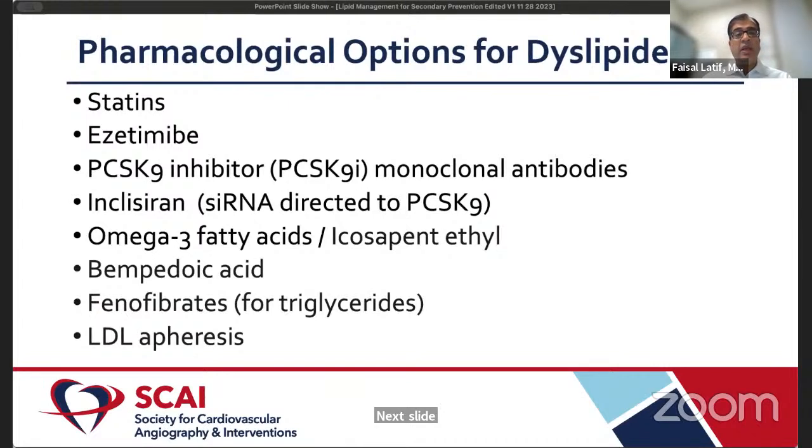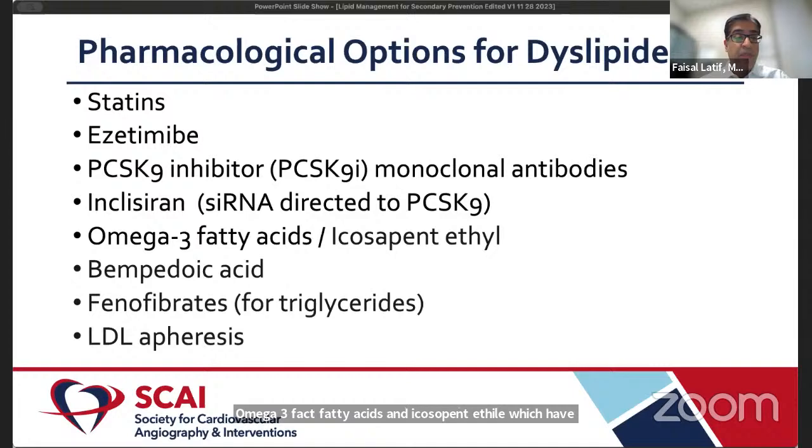There are many options for treatment of lipids. First and foremost are statins, with a track record of decades now in reduction of cardiovascular events, particularly MI and stroke. Ezetimibe is an important piece of that pharmacological armamentarium. PCSK9 inhibitors have been available for a few years now. Inclisiran, which is siRNA directed to PCSK9, omega-3 fatty acids, and icosapent ethyl, which have strong data for mortality now, bempedoic acid, which again has shown improved cardiovascular outcomes in addition to lipid lowering, fenofibrates for triglycerides, and finally LDL apheresis for select patients. Next slide.